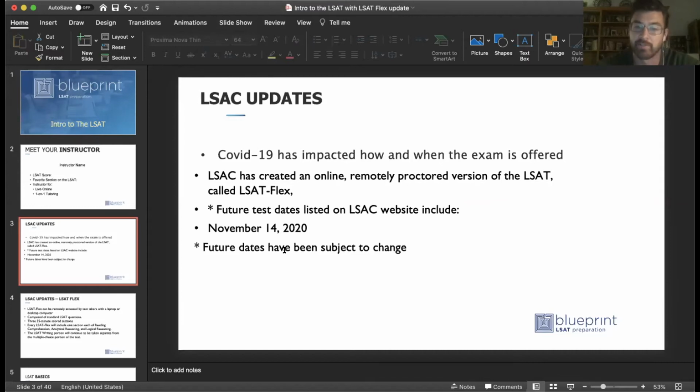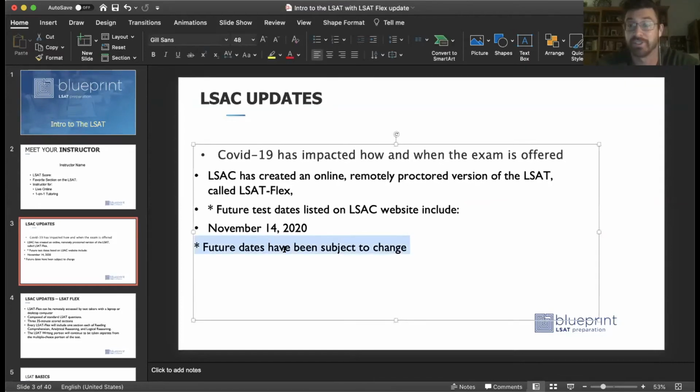And that's this point here, future dates subject to change. It's just not updated as of today when we got this new information here. So it looks like if you guys are planning on taking it, certainly anytime coming up towards April, but I think probably relatively safe to expect even perhaps on through the summer of 2021, if not longer, it will be an online flex exam.